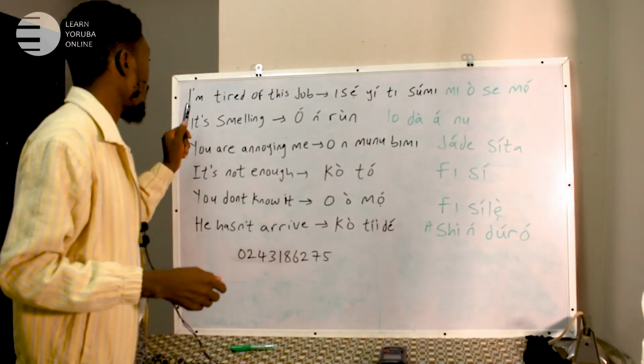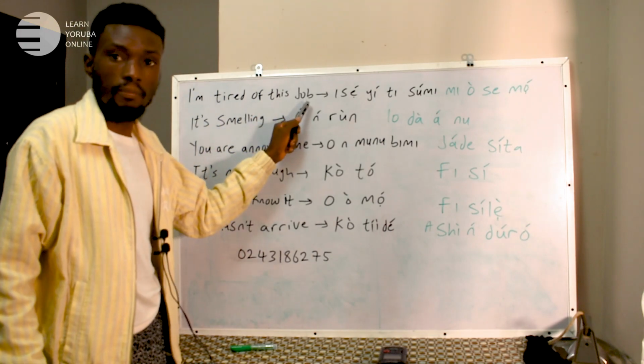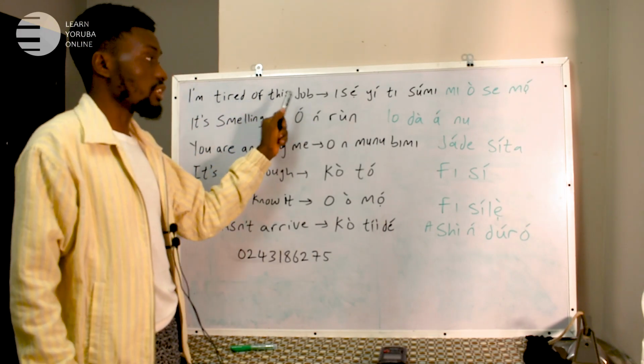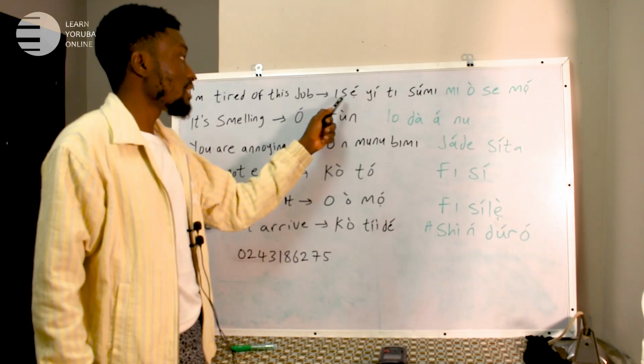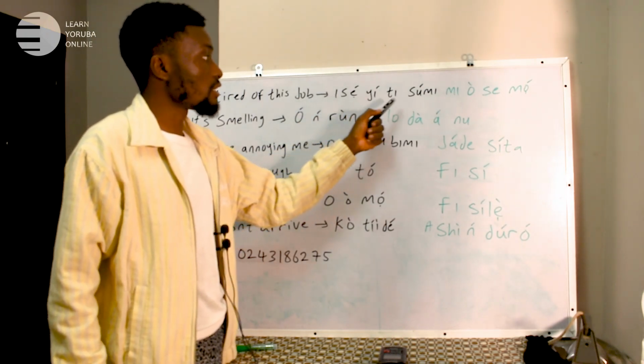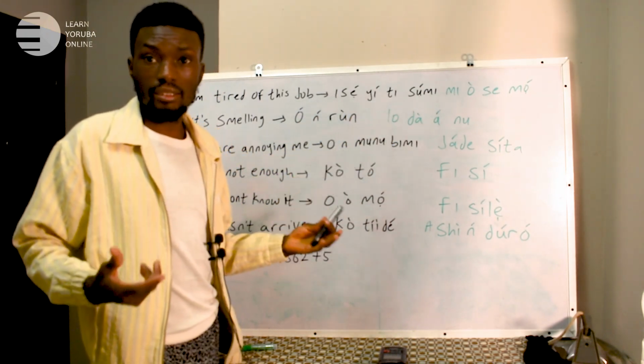And we also have I am tired of this job. And that is ise yi ti su mi. Ise is job, and su is to be tired of something.